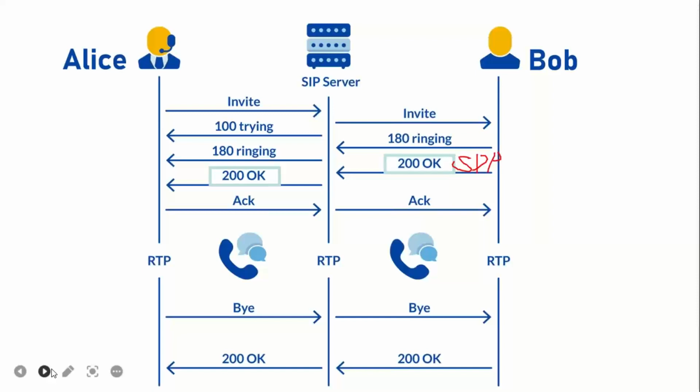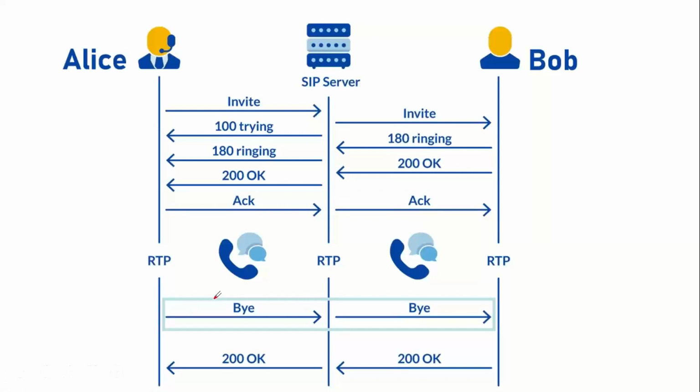After that, Alice receives this 200 OK and gives back an ACK to the SIP server, and the SIP server forwards it to Bob. So you can see here, at this point the call has been established and both parties start sending their RTP streams. They talk for 1 minute, 2 minutes, or 5 minutes until one of the endpoints wants to hang up the call. So they will just send a BYE to the other side.